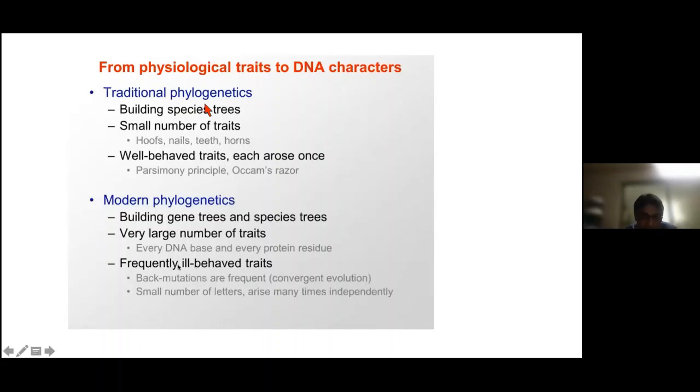But I'll come to that. So back mutations are very problematic, and a small number of letters arise many times independently.